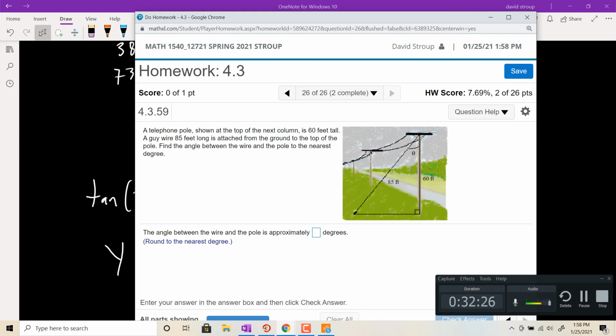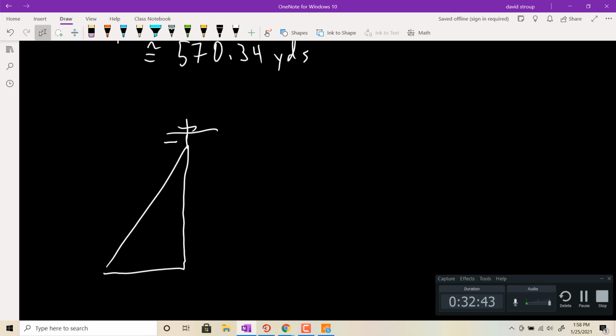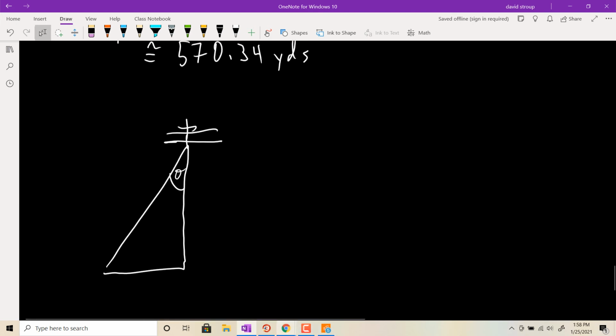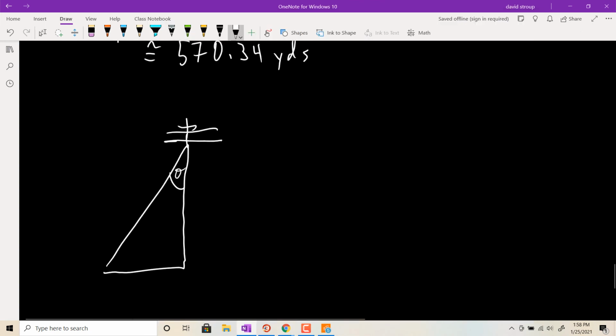Telephone pole type problem, 60 feet. Find the angle between the wire and the pole to the nearest degree. So 85, 60, and theta. So we have a telephone pole here of some sort. We want to figure out this angle, and they give us the sides. Hold on, I've forgotten already. Let's never get old, folks. 85 feet, and then 60 feet.